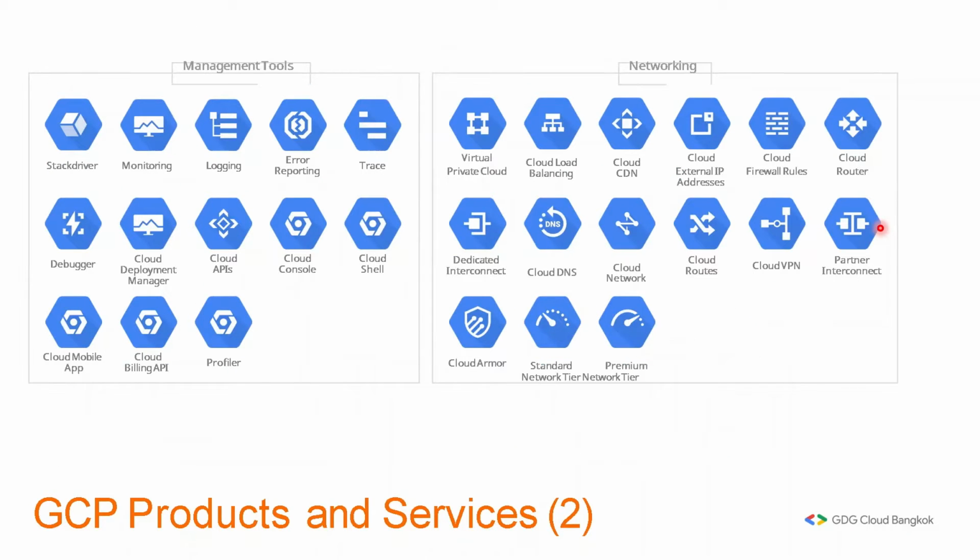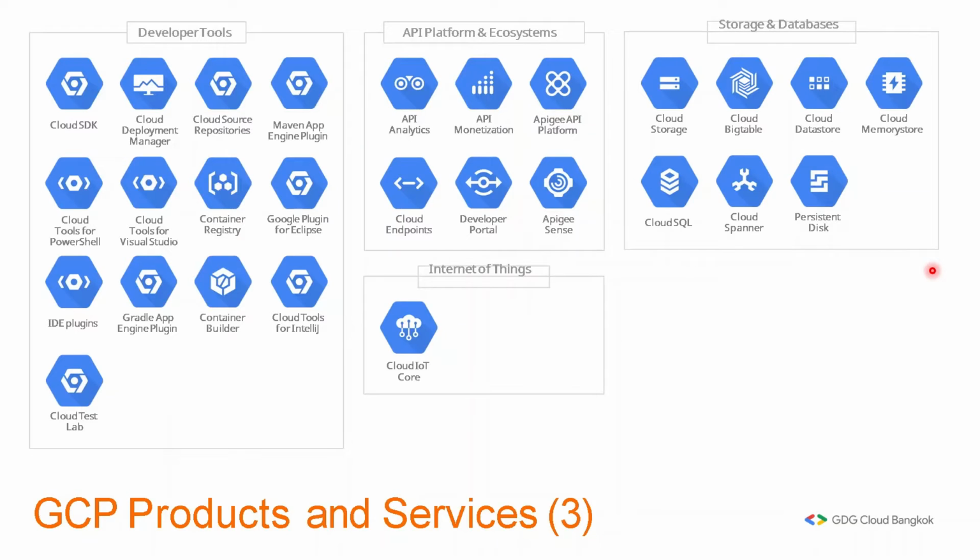And in Management Tools, we have Stackdriver, Monitoring, Logging, Error Reporting, Trace, Debugger, Cloud API, Console, Shell, Cloud Mobile App, Cloud Billing API, Profiler. These are all very important tools we use in future classes. And in Networking, we have the VPC, Virtual Private Cloud, Cloud Load Balancing, Cloud CDN, Cloud External IP, Firewall Rules, Router, Cloud DNS, Network Routes, VPN, Interconnect, Cloud Armor, and Premium Network Tier and Standard Network Tier.